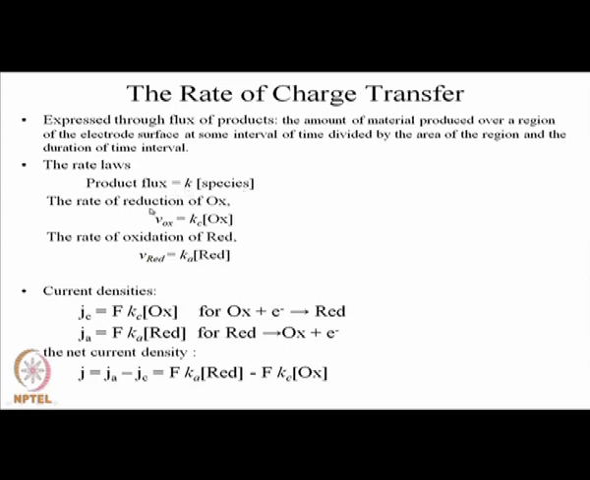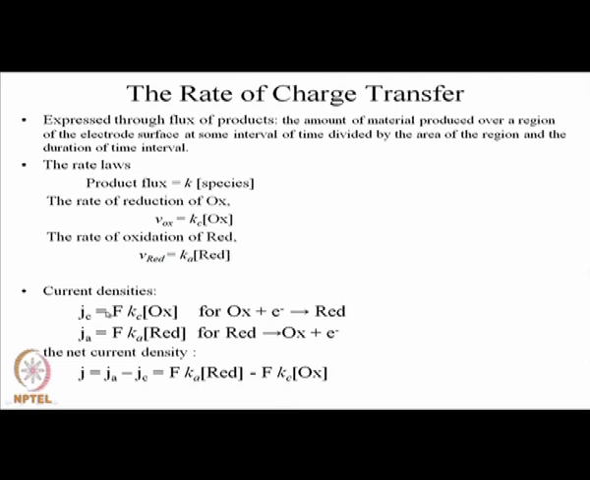And now, if we think of the reduction process, the reduction of oxidized species to a reduced one, then the rate at which this oxidized species is depleted is V ox equal to Kc, the rate constant for the cathodic process, cathodic means reduction, times the ox concentration. In the same way, the rate of oxidation of the reduced substance is V red, which is equal to K anodic into reduced species concentration.